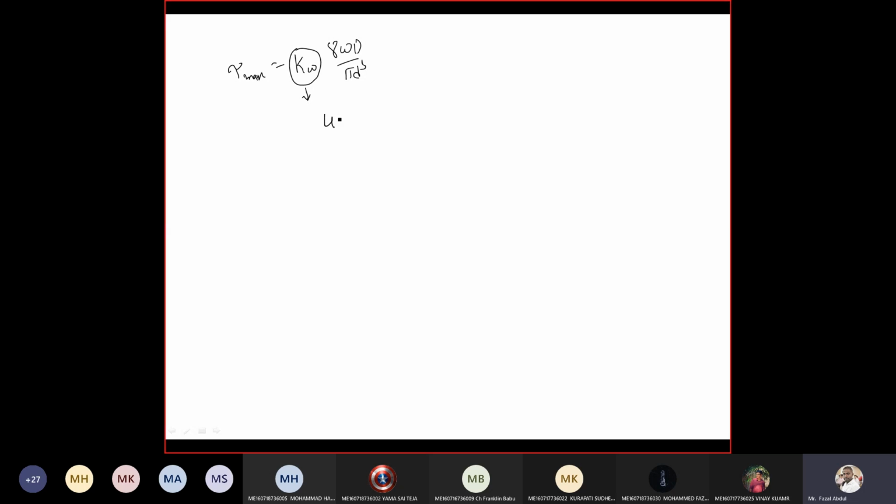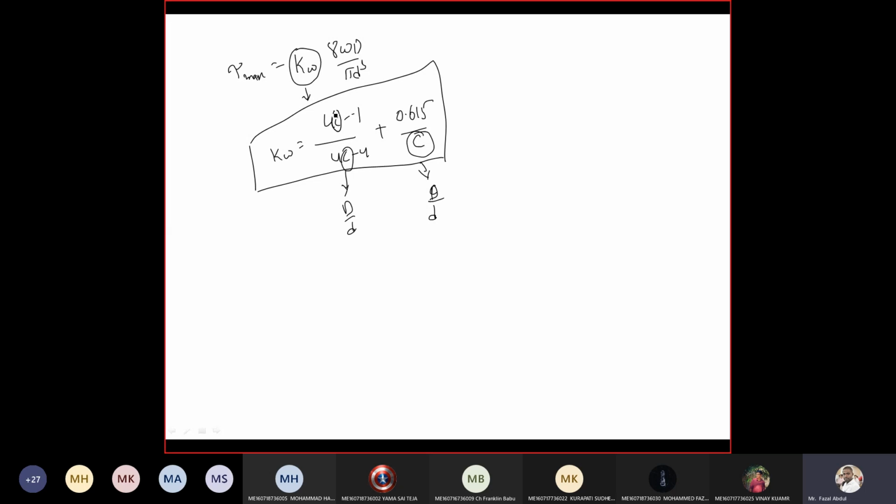The Kw equation is (4C minus 1) by (4C minus 4) plus 0.615 by capital C. This is the Kw equation. These equations also you have to remember, Babu. Without remembering the equation, you can't solve the problems. Where C is nothing but the spring index, capital D by small d.